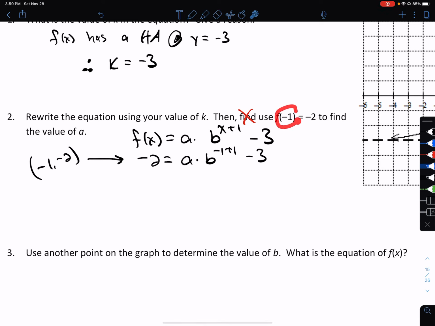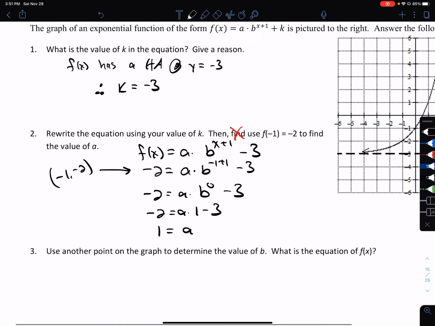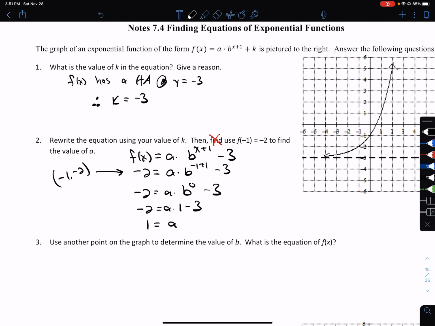They specifically chose -1 for an x value so they can make this exponent 0. And why would they want the exponent to be 0? Because b to the 0 is going to be 1. Then if we add 3 to both sides, we're going to get 1 equals a. So now we know what a is.